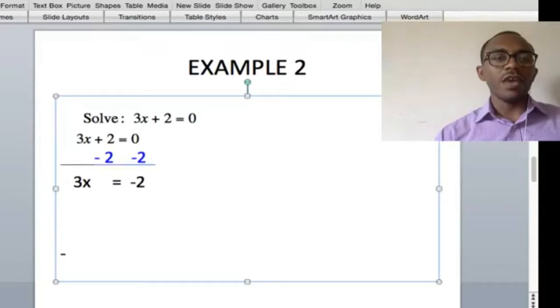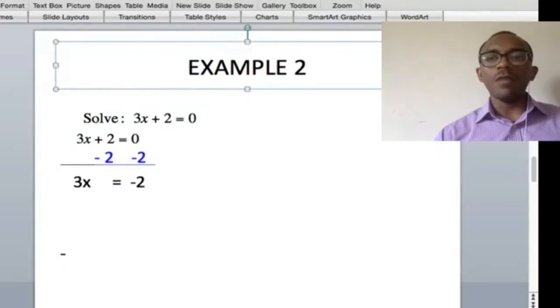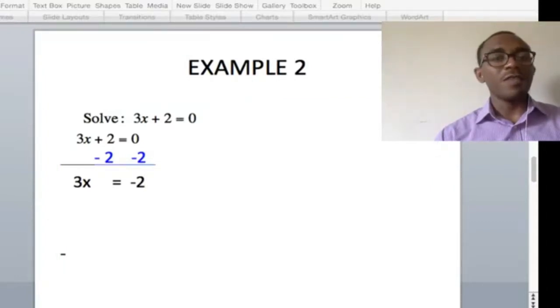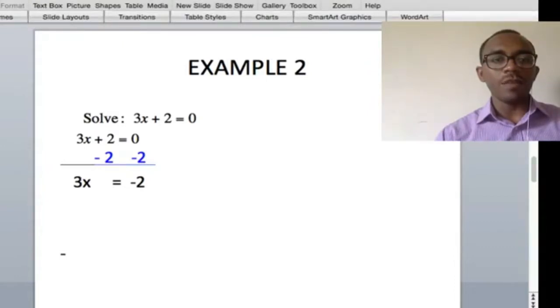Now, let's just give us a hint. Does this seem familiar to the first one we are solving? If you say yes in your mind, then you're totally right. This is exactly as the first equation we're solving. Let's go back to the first example. Just take a quick look at the first example.